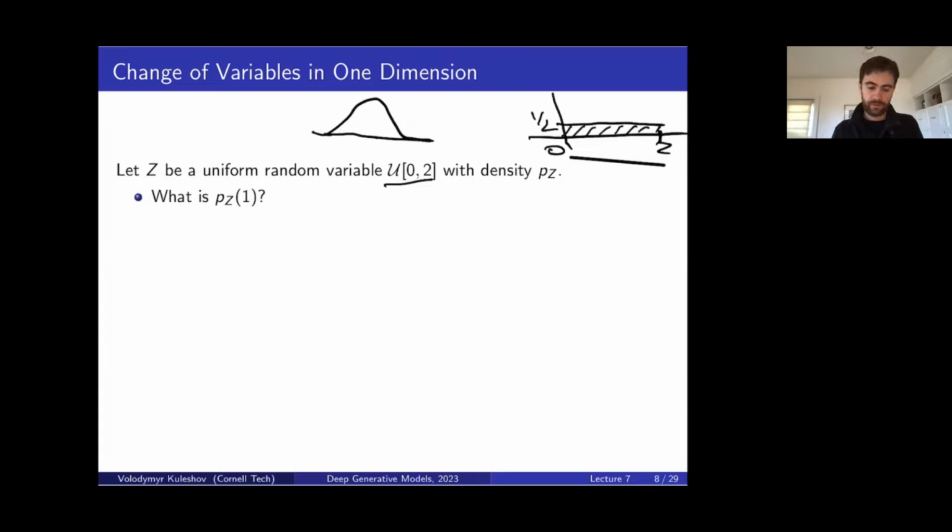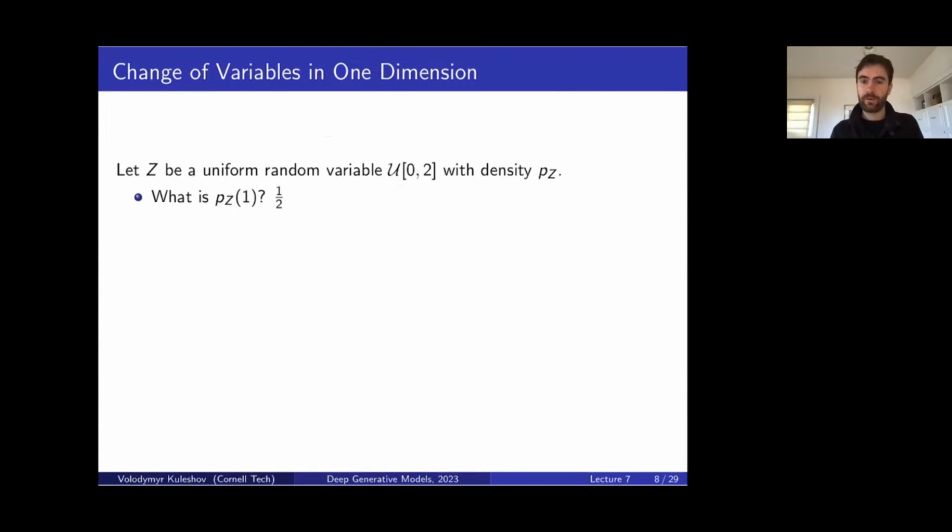Okay, so it's 1/2. Now, let's say that we're going to transform z into another variable called x. And the transformation that we're going to use is this one. We're going to define x as being 4 times z. Now, this is another random variable, and it has some density p of x. Okay, now, what will be the density p of x?